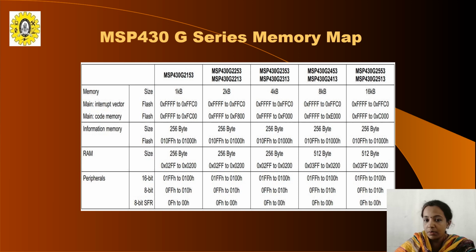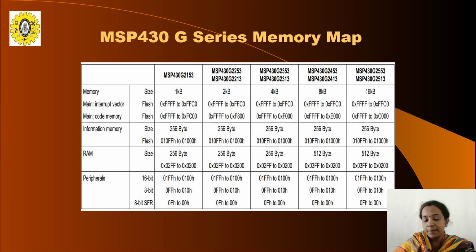The 353 microcontroller will have a capacity of 4 KB. The 413 will have a memory capacity of 8 KB. The 553 and 513 will have a memory capacity of 16 KB. So the flash memory ranges are given, the information memory ranges are given, and the random access memory ranges are given. The random access memory for 153, 253 and 353 is going to be the same.